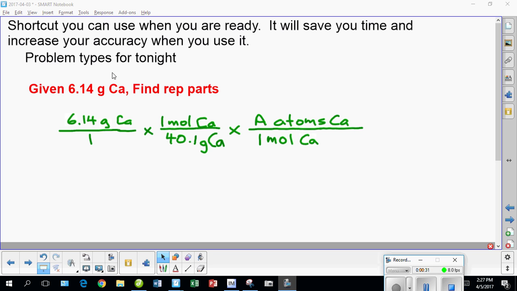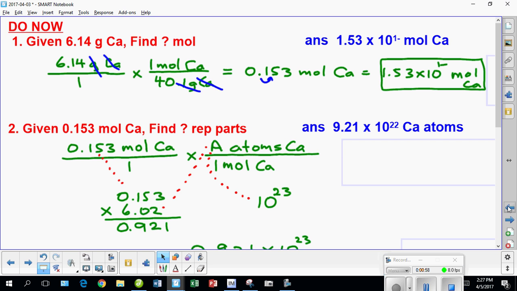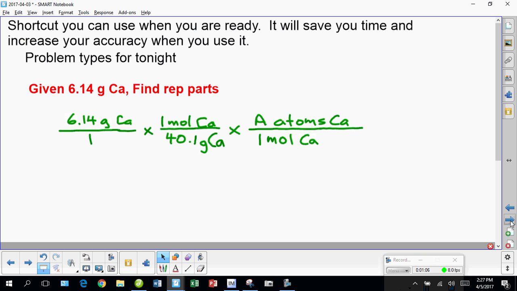In both kinds of problems, whether we're going from grams to representative particles or representative particles to grams, there's going to be three fractions. Okay, in this case, grams to representative particles, which are atoms of calcium, we're starting with grams of calcium. Now, you may not realize this, but in the last problems that we did for the do now, these were exactly the problem that I am doing here, but it's less work.